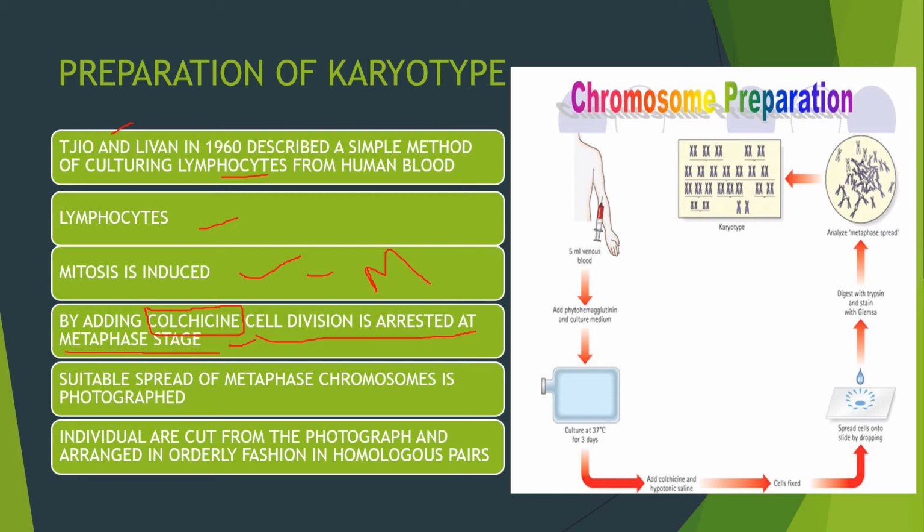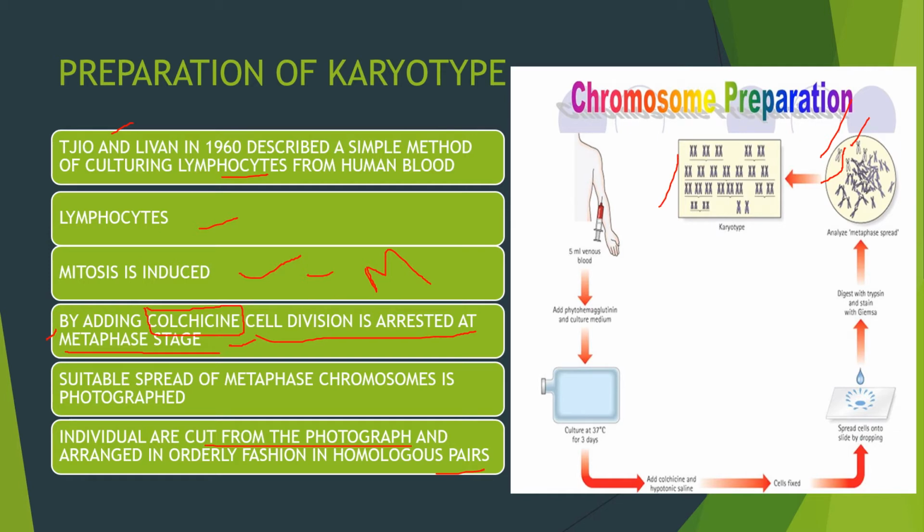Why is the cell division arrested at the metaphase stage? Because the chromosomes at the metaphase stage are very clear and clearly visible. After that, a suitable spread of metaphase chromosomes is made, and then it is photographed. After that, the individual chromosomes are cut from the photograph and arranged in orderly fashion in homologous pairs like this.